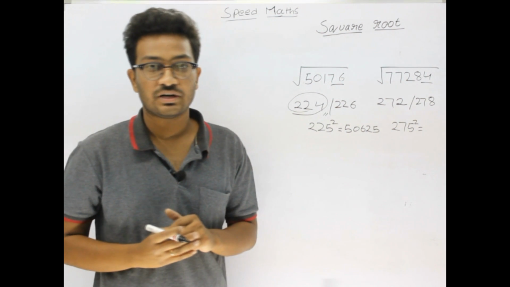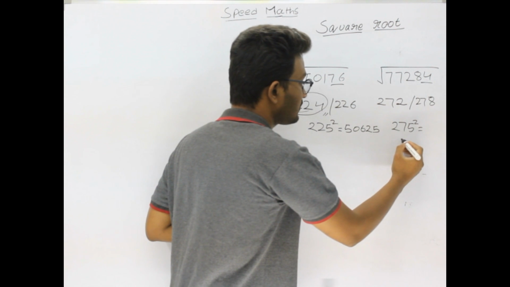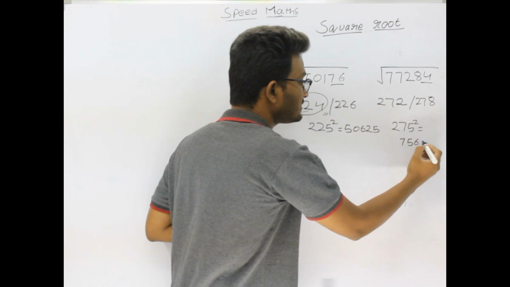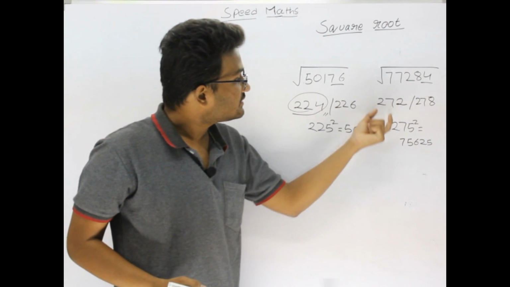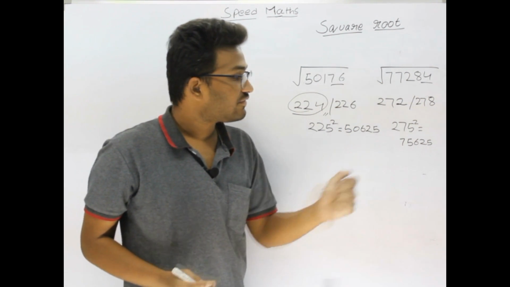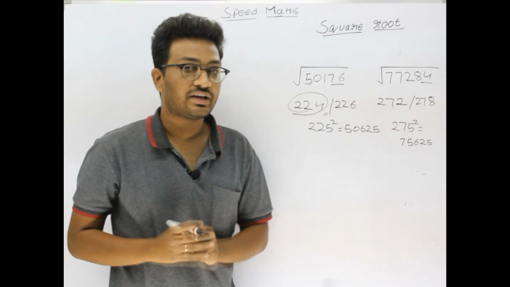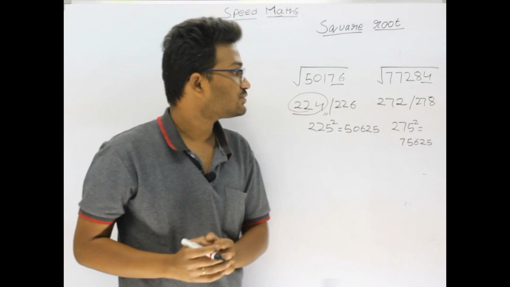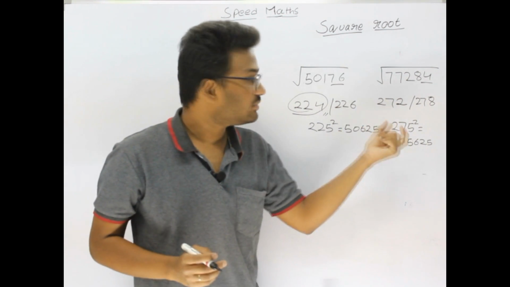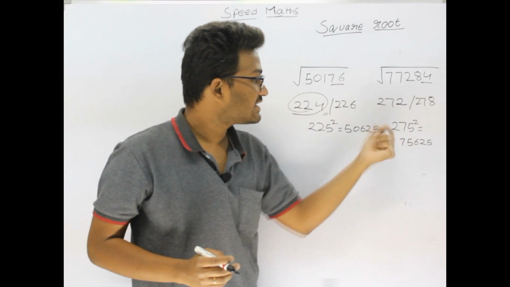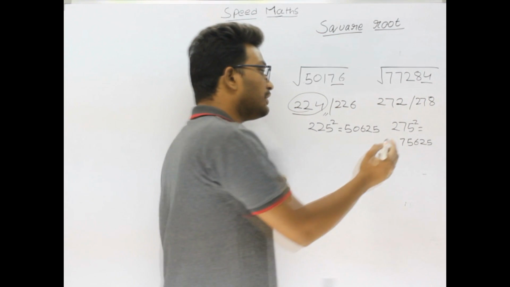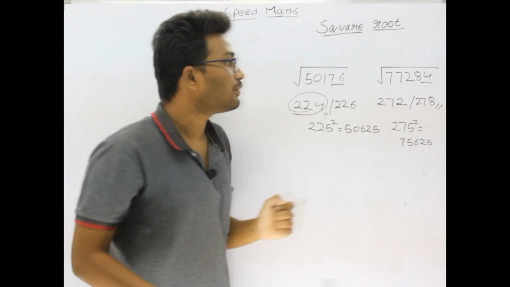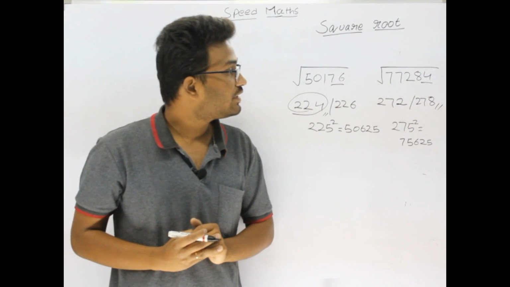What is 275 square? 75625. Now is this number greater than 75625 or less than 75625? It is greater than 75625. So we have to take a number among these which is greater than 275. 278 is greater than 275. So we have to take 278 as the square root of 77284.